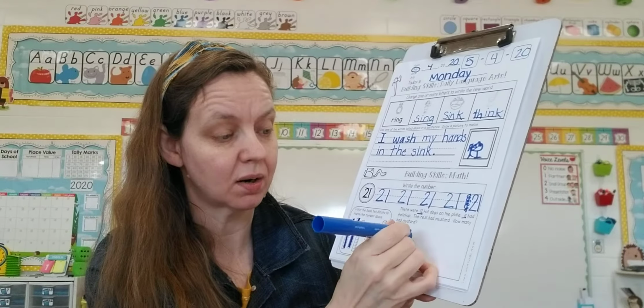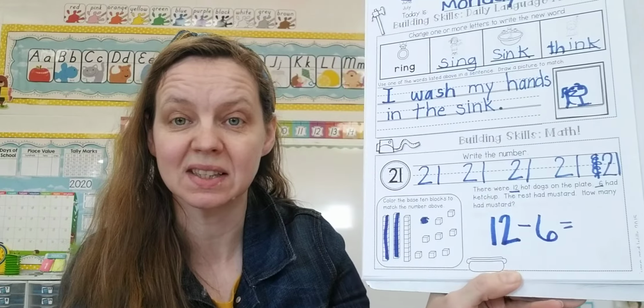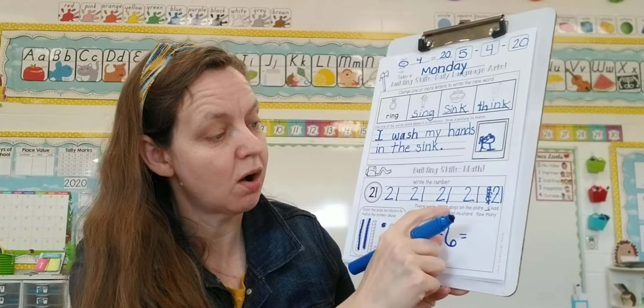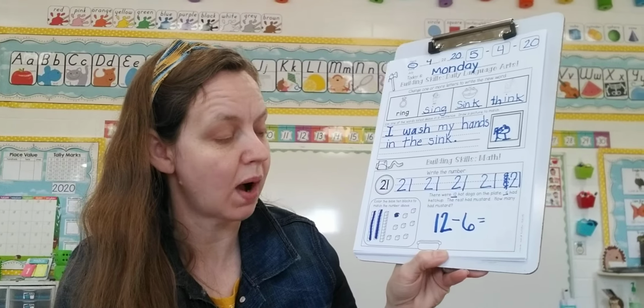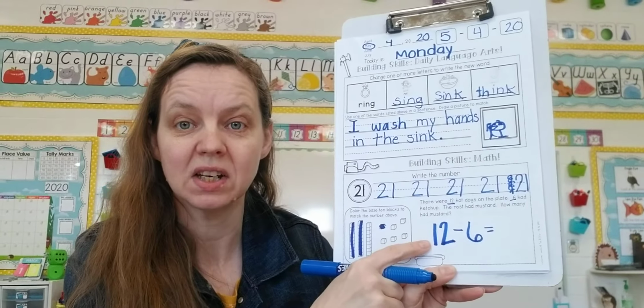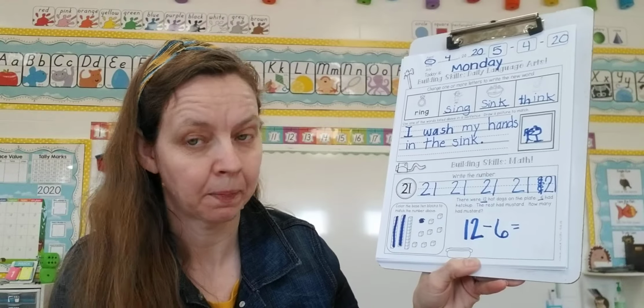So this is actually going to be a subtraction problem. We're going to subtract the 6 and see how many had mustard. 12 hot dogs, 6 had ketchup. The rest had mustard. So how many had mustard? Now I need to do 12 minus 6. So I'm going to count backwards.